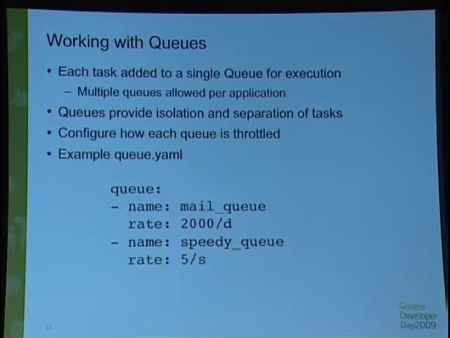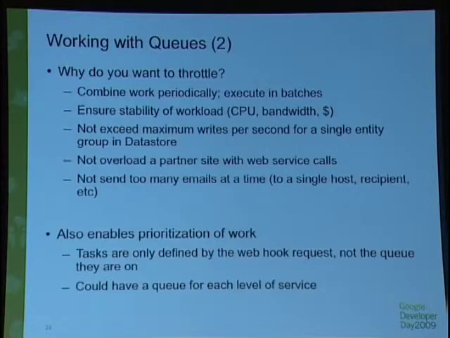You can also throttle each queue. So for instance, this is a queue YAML file. There's something like this for a Java XML file too. And you define your queues and you define the rate of execution. So you might want a really fast queue. And you might really want slow queues too.